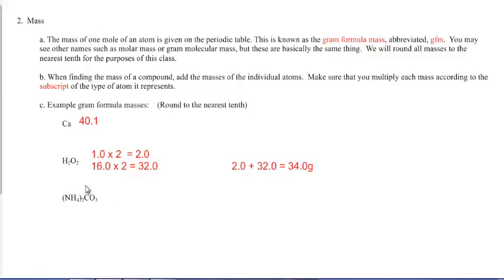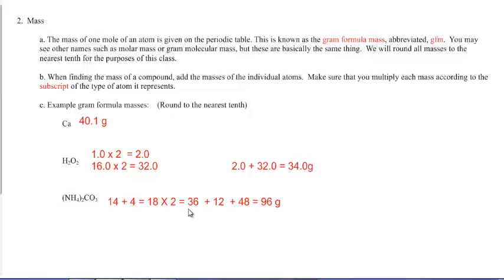What about ammonium carbonate? Here's an ionic compound. So think about it. Ammonium has 1 nitrogen, 4 hydrogens, and there are 2 ammoniums. So I'm going to do 14 for nitrogen. Each hydrogen is 1 times 4 is 4. So ammonium is 14 plus 4 is 18. Because of this little subscript out here, I'm going to multiply that by 2.